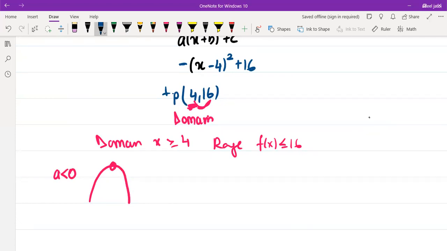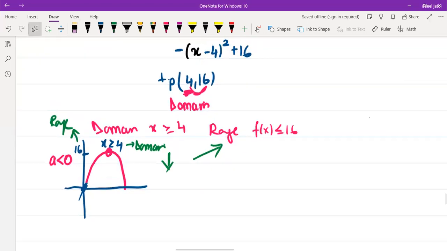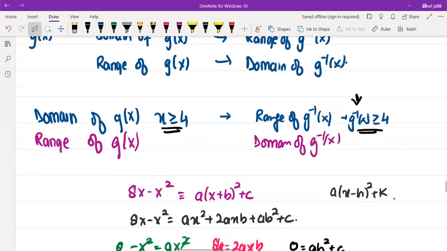Since it is representing x greater than or equal to 4, if I just put this in the graph, your y-intercept is 0 here, and your value of y is 16. So this will become your domain, whereas this will become your range. But all values are less than, so we will write the range as f(x) less than or equal to 16. But remember, this was not the question. The question was the range of g(x).